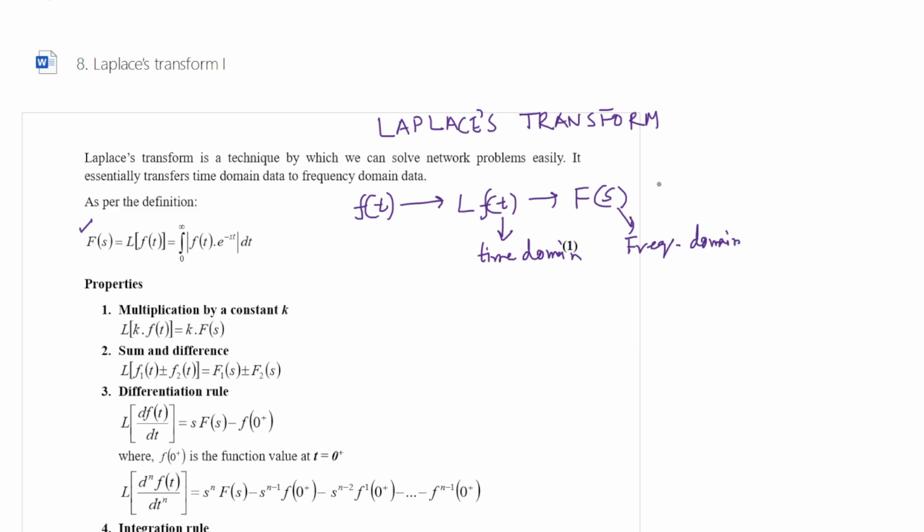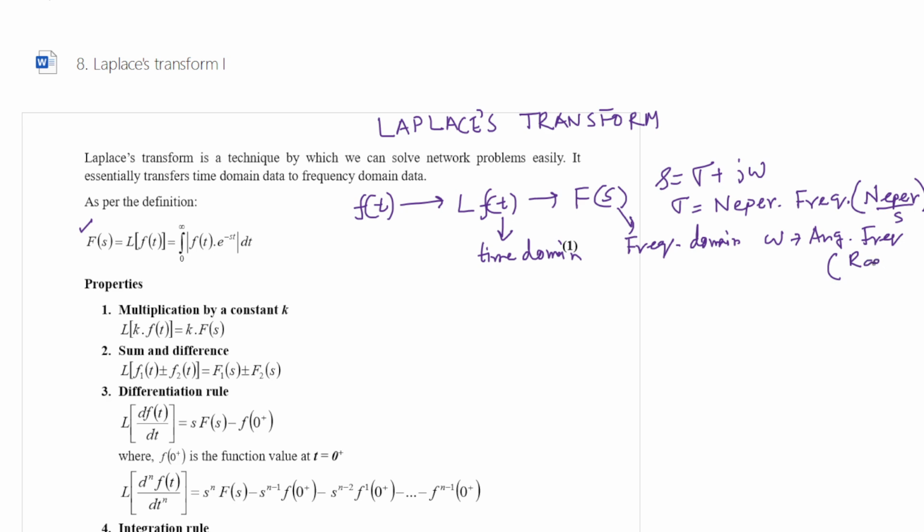What is this s? Now s is equal to sigma plus j omega. Sigma is called Neper frequency, and it should have the unit Neper per second, and omega is called angular frequency. It should have a unit radian per second.